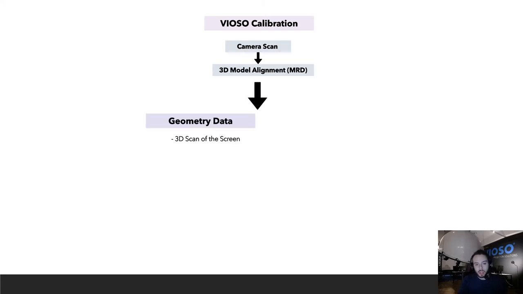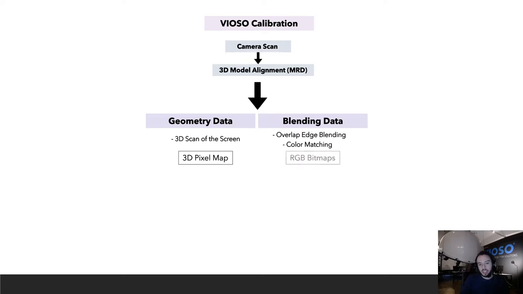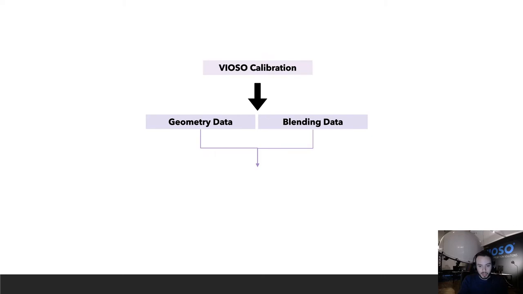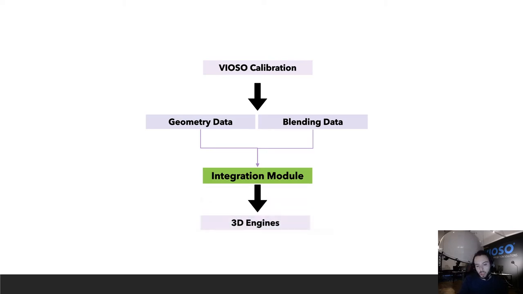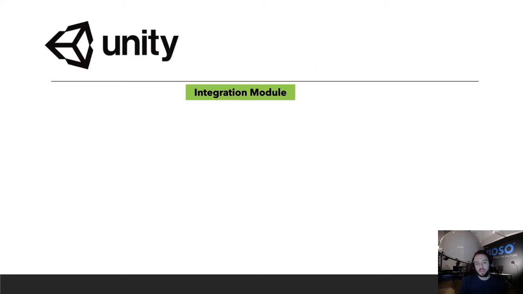The output of this will be geometry data, so the 3D scan of the screen, and we get a 3D pixel map. And the second result is blending data, which would be overlap, edge blending, and color matching between projectors. This will be in the form of RGB bitmaps. These both data will be combined into what we would call an integration module. This will take it to the 3D engine and will result in a seamless multi-projector rendering.